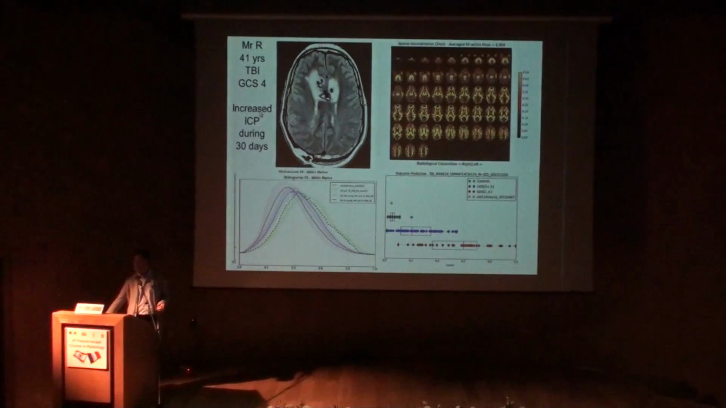41 years old, TBI, increased intracranial pressure during 30 days. ICP is so huge that you have transudation along the tracks of the ventricular derivation. But look at this. His FA is completely normal. So this guy was able to completely survive with this hugely increased intracranial pressure for 1 month. Most patients would not have made it, but he made it. And you can determine that by quantifying the structure of the white matter.